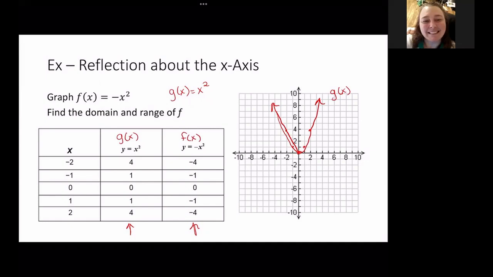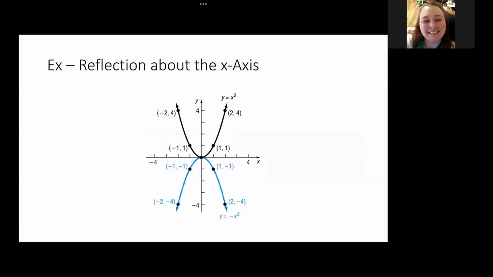Now, what I'm going to do when I plot f of x is keep this origin the same, but I'm giving it a negative. So it's going to be negative 1, and then negative 4 at 2 and at -2, and we're going to make it a frowny face. So you can see we took the x-axis there and we just flipped it. Anyway, from here we can find the domain and the range.